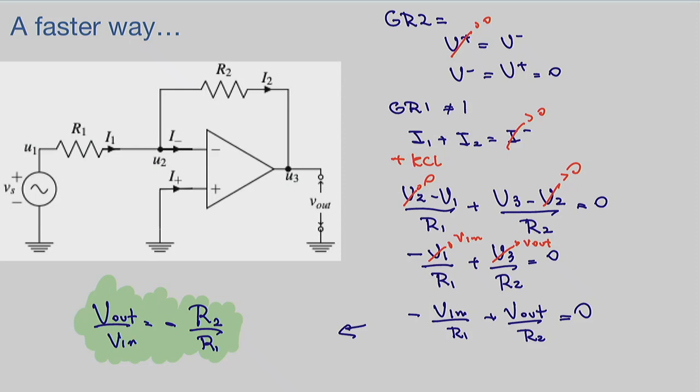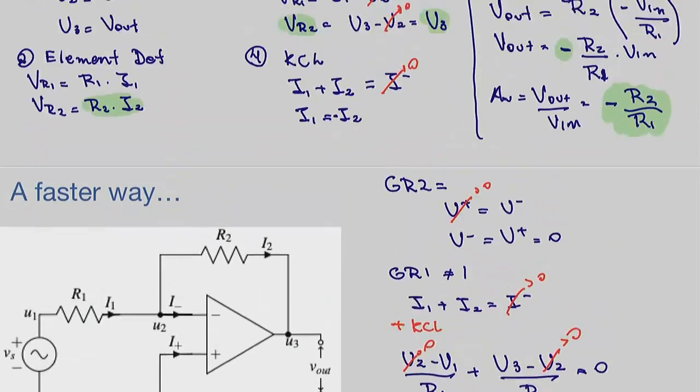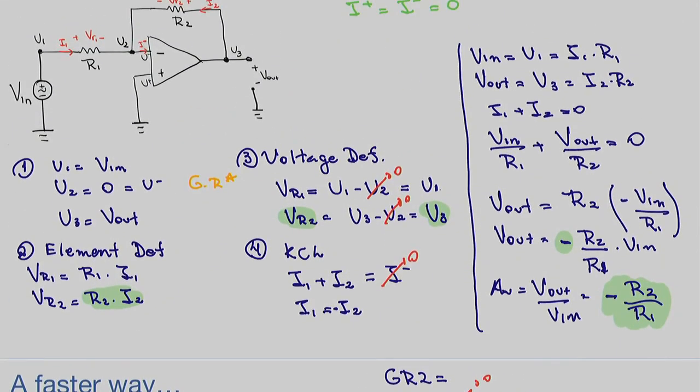From now on, this is what we are going to do. Yeah, go ahead. Sorry, why is it I1 plus I2 equal to I negative? Remember when we did KCL?